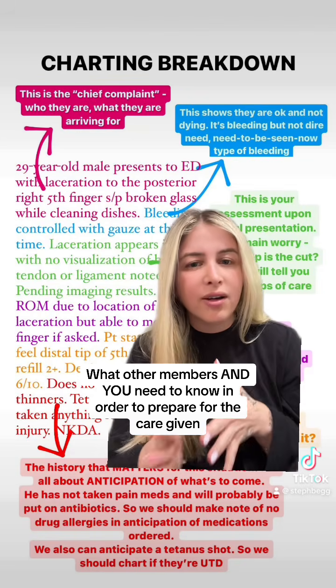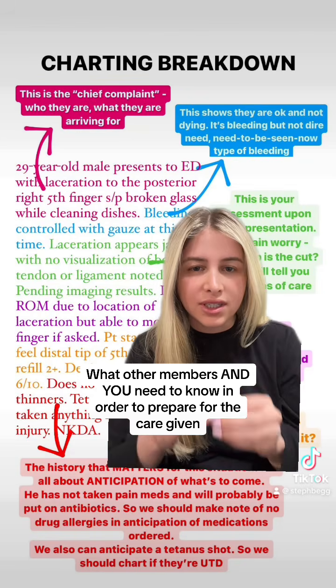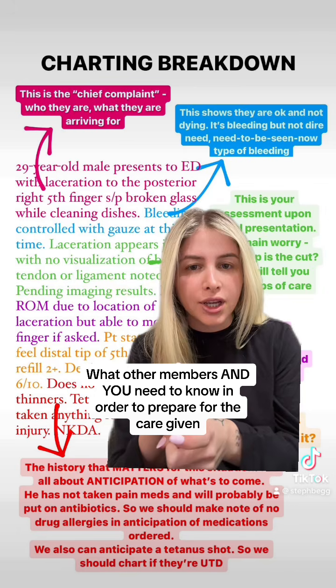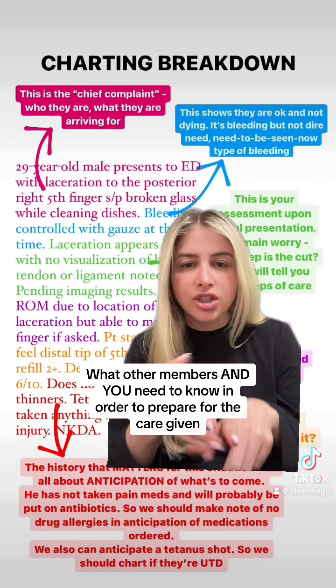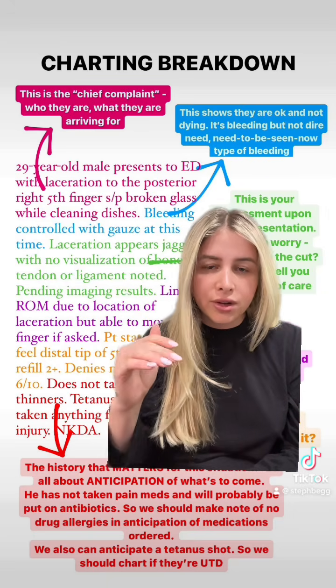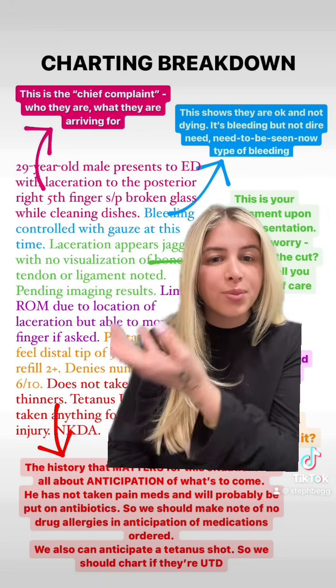Essentially, it is all about anticipating what other members of the team will need to know about this patient. And that includes the oncoming nurse that will be taking over, the physician, the surgeon, anybody. And so what you do is you go through this mental critical thinking checklist and paint this pretty little picture.